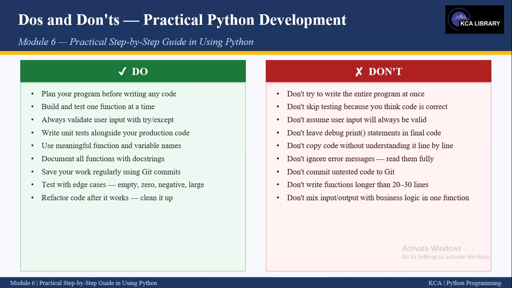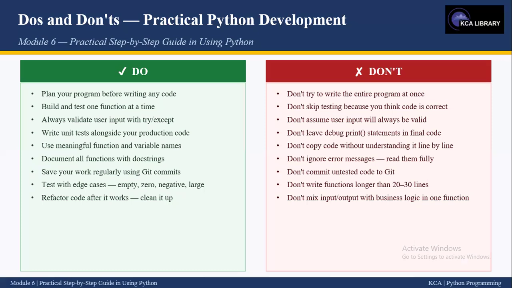Write unit tests alongside production code. Use meaningful names. Document all functions. Save work regularly with git commits. Test with edge cases and refactor after the code works.